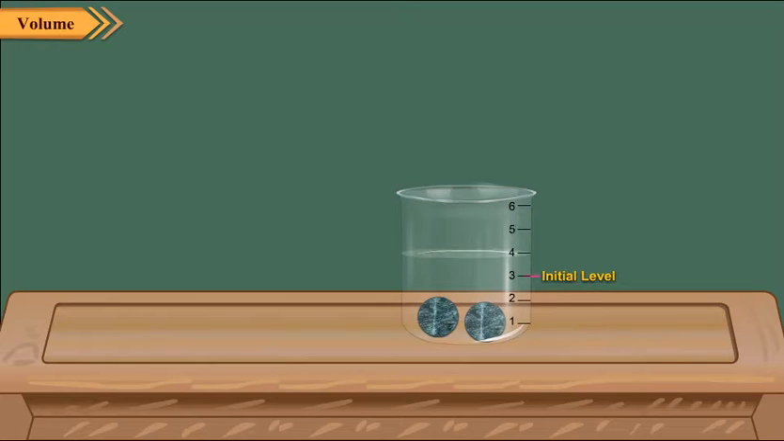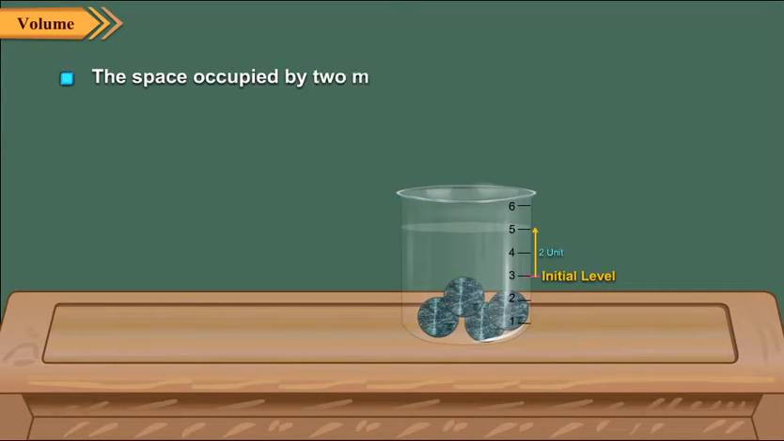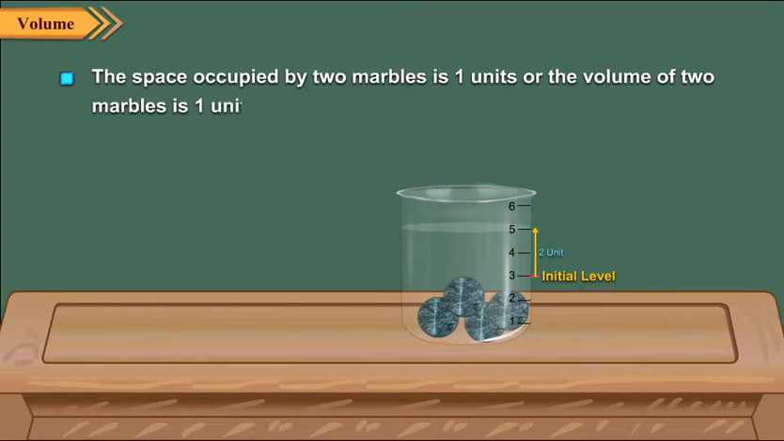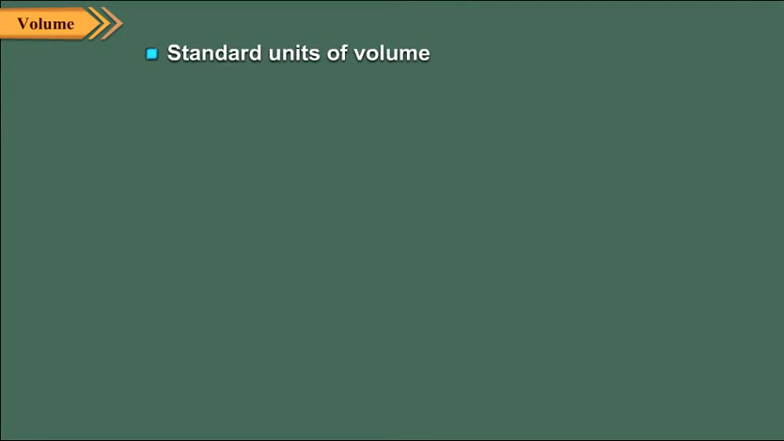After dropping 2 marbles, the water level is raised by 1 unit. After 4 marbles, the water level is raised by 2 units, and so on. We can say that the space occupied by 2 marbles is 1 unit, or the volume of 2 marbles is 1 unit. This is a non-standard unit of volume. Now we will discuss some standard units of volume.